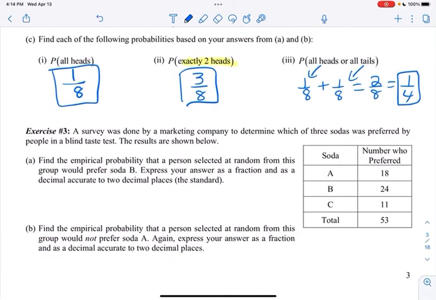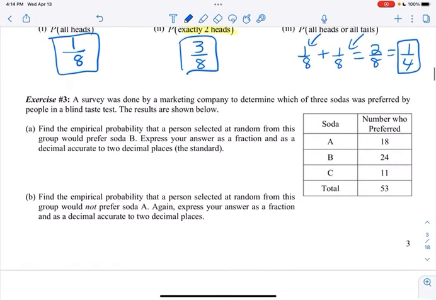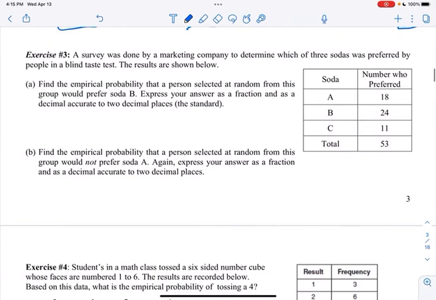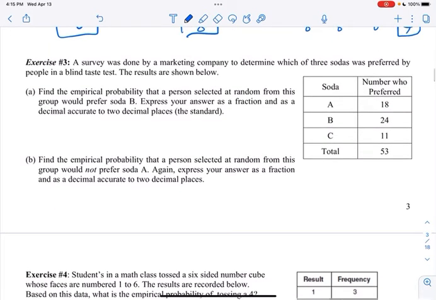All right. Third example, I have a survey was done by a marketing company to determine which of the 3 sodas was preferred by people in a blind taste test. The results are shown below. Find the empirical probability that a person selected at random from this group would prefer soda B. So I'm going to look at soda B right here. Soda B, there's 24 people that liked it, and the total is 53.